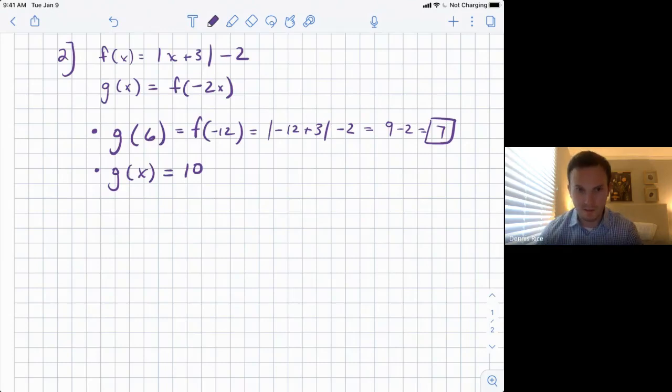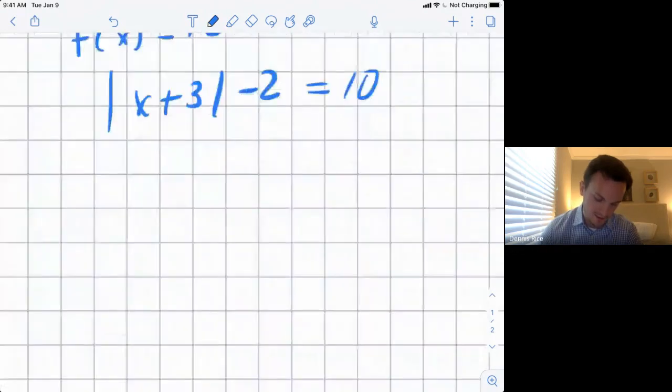So where does g of x equal 10? For this, where I like to start is by figuring out where would f of x equal 10. So let's look at f of x. F of x is the absolute value of x plus 3 minus 2. Set that equal to 10. And now you can kind of solve this.